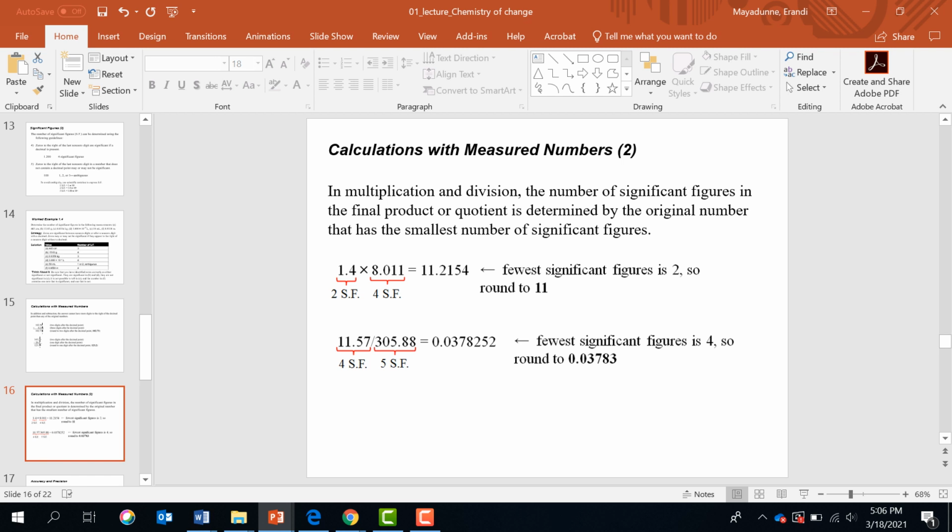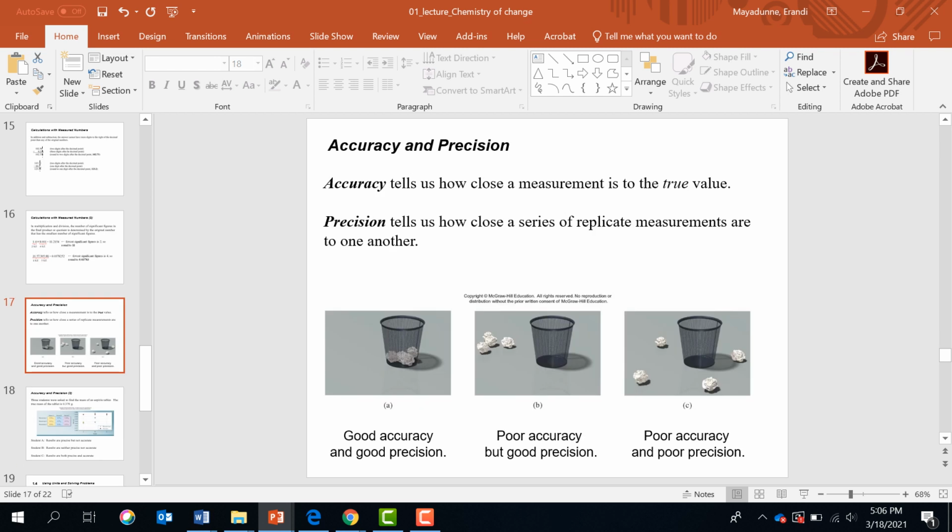So we learned the rules for significant numbers. What is the rule for addition? What is the rule for multiplication and division? Accuracy and precision is another topic. Accuracy is how close your measurement is to the true value. Precision is, when you take a series of data, how close each data point is to the others. For example, you measure a block and get 10.1, 10.01, 10.02, 9.99. That is very precise because it's very repetitive. But accurate means, if the mass is 12, your measurement is close to the accurate number.